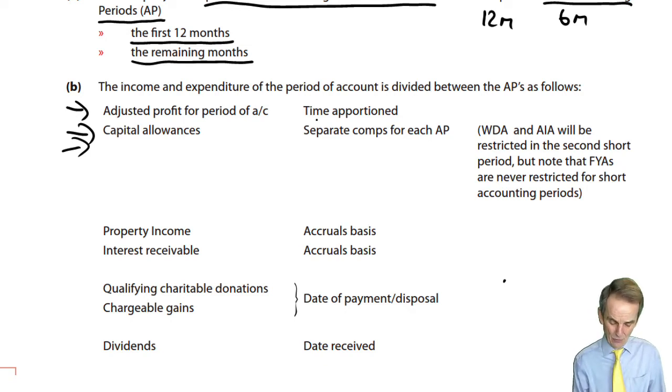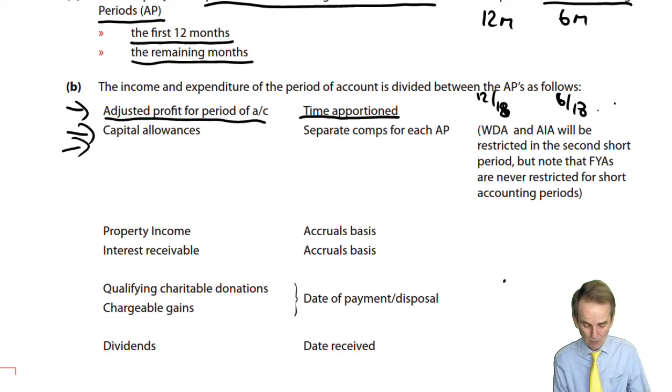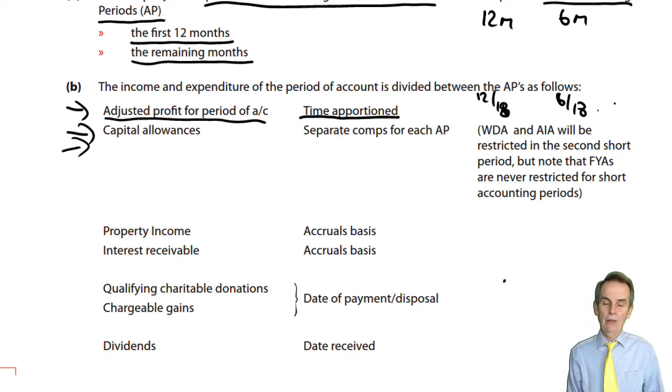So what do we now do? We simply time apportion. What is the adjusted trading profit of that 18-month period? So, of course, what we would have here would be 12 eighteenths there for our 18-month period, and 6 eighteenths for the second accounting period. We would simply split out that long period of account's adjusted trading profit. Here we're suggesting for an 18-month period, 12 eighteenths, 6 eighteenths.